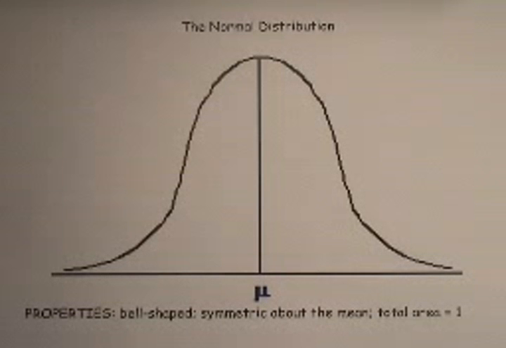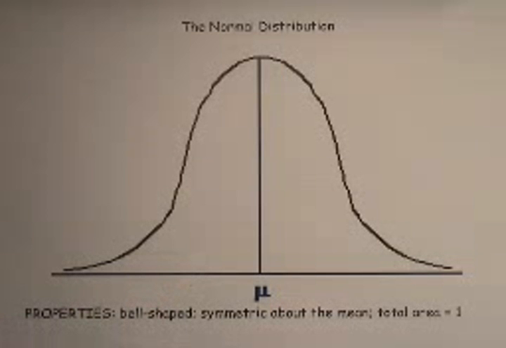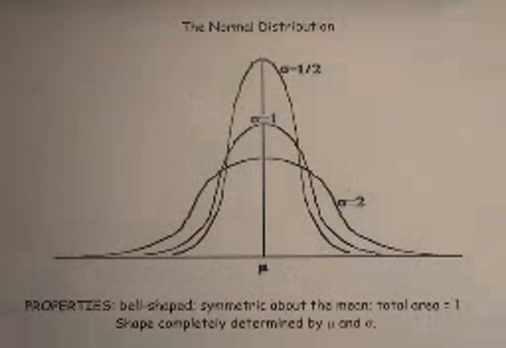The most basic thing that you can know about the normal distribution is that it is a bell-shaped curve, and it's always symmetric about its mean mu, and the total area under the curve is always 1. In addition, the shape of a normal curve is always completely determined by its mean, mu, and its standard deviation, sigma. If you know the mean and standard deviation of a normal random variable, you know exactly what the normal curve associated with that random variable looks like.